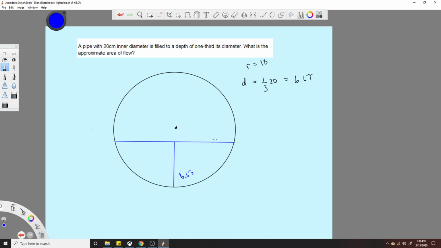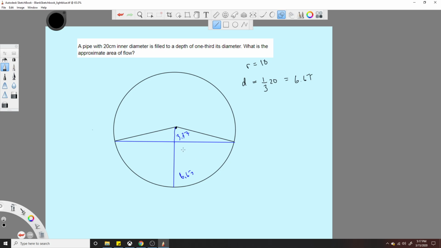This is 6.67 because that's what we just figured out. And then we also know that this is 10 minus 6.67, right? Because this has to be 10. So this right here is 3.33. But we don't really know much other than that. So what we can do is find the section of this whole region here. If we could just find this angle somehow, then we'd be able to find the whole sector of this circle and then subtract this triangle, and that would give us our area, right? So let's try and do that.